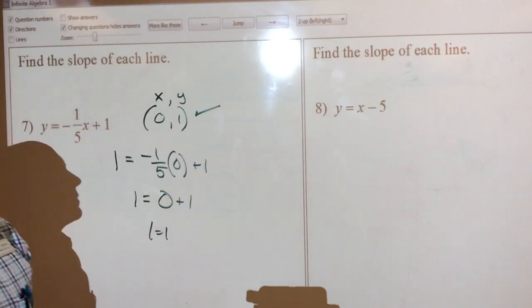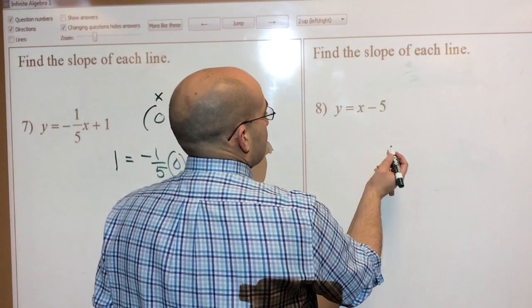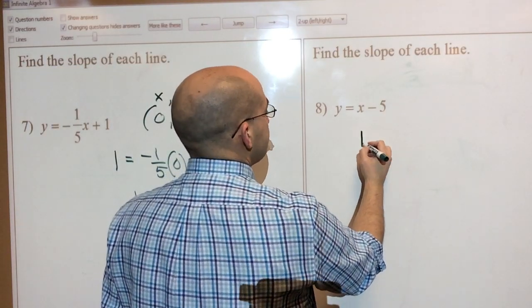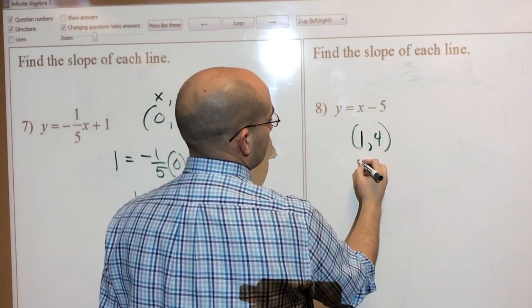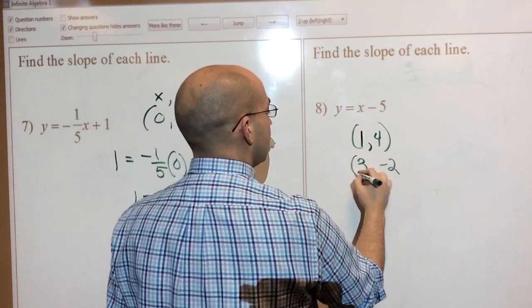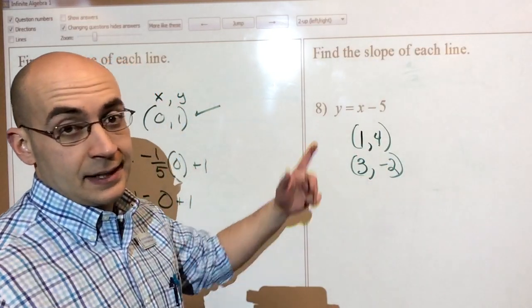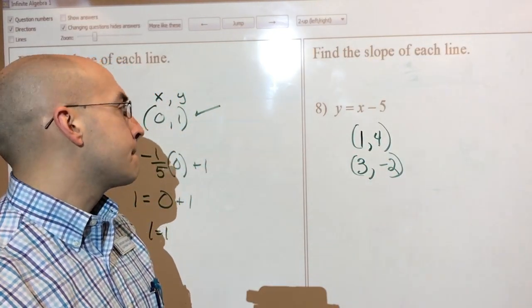All right, so let's go with this one. I'm going to give you 2 points. So let's say I give you 1 comma 4, and I give you 3 comma negative 2. Tell me, are those 2 points on that line? So go ahead and pause me if you need a minute. Okay.